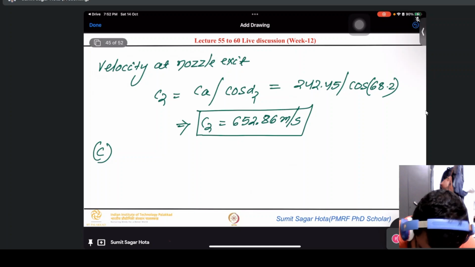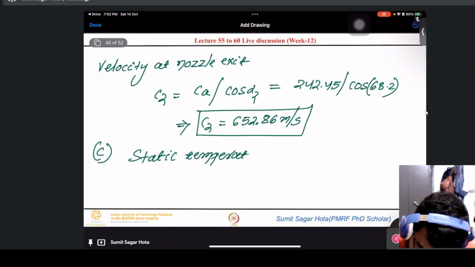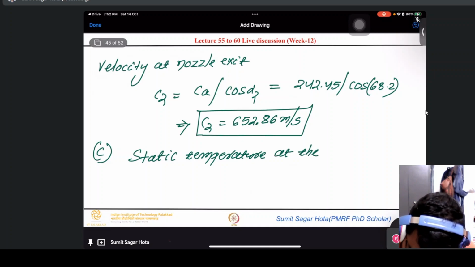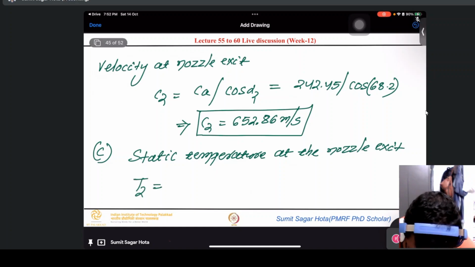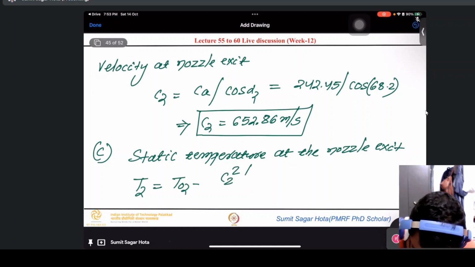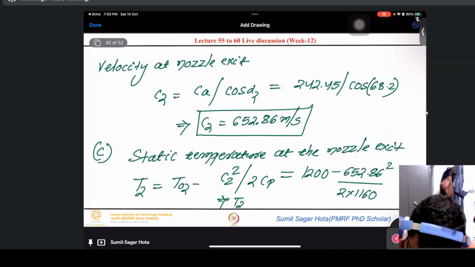The static temperature at the nozzle exit. T2 equal to T02 minus C2 square divided by 2 Cp, equal to 1200 minus 652.86 square divided by 2 into 1148. T2 equal to 1016.3 Kelvin.